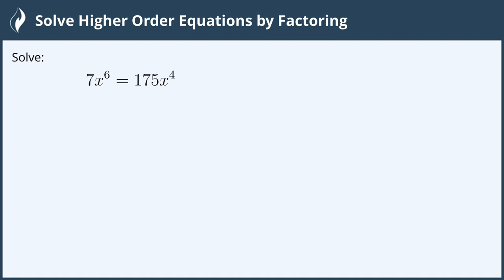Hi everyone! In this video, we will solve higher order equations by factoring. Solve 7x to the 6th equals 175x to the 4th.